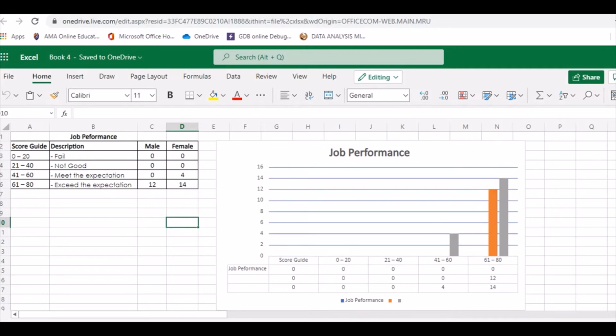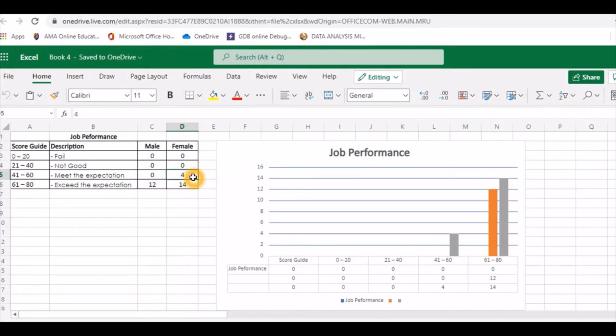So in here, I have segregated how many males have an exceeding expectation job performance. I have counted how much falls under each score for male and female. Out of the records that we have, it says that 12 males fall under 61 to 80 score, which exceeds the expectation.